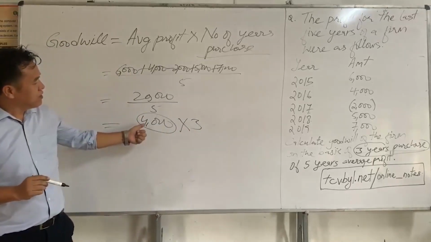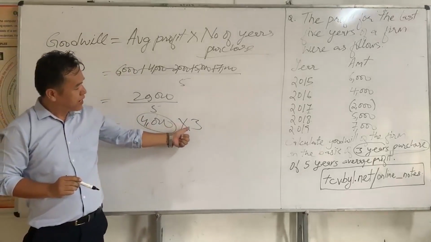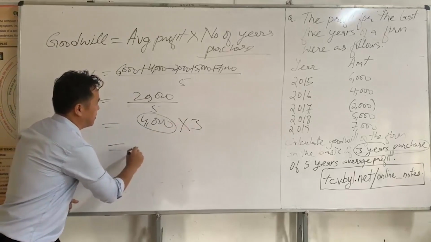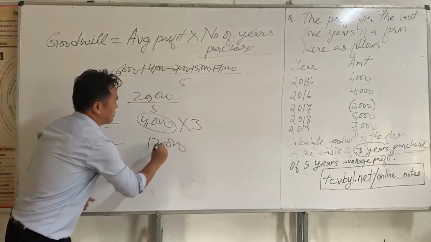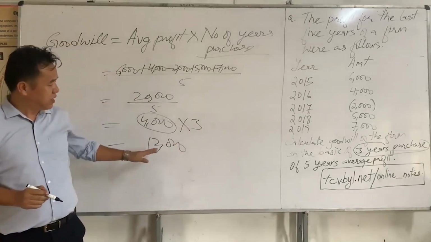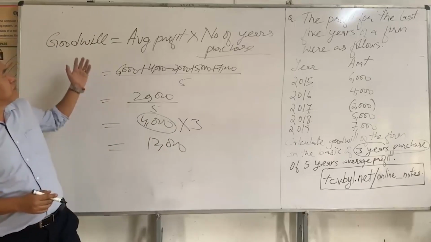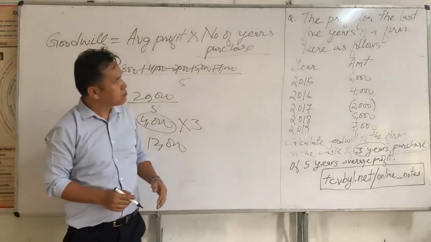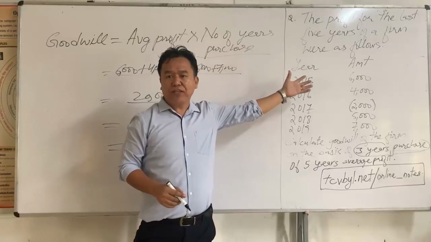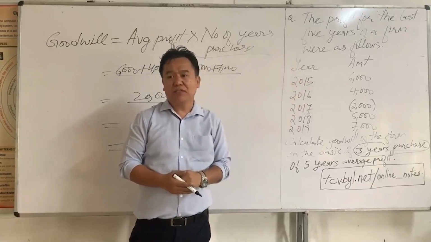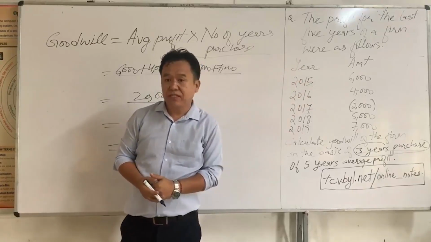If we multiply 4,000 by 3, then we'll get how much? 12,000. So this is how we calculate goodwill of firm in the absence of abnormal profit or abnormal loss. Is that clear for you?